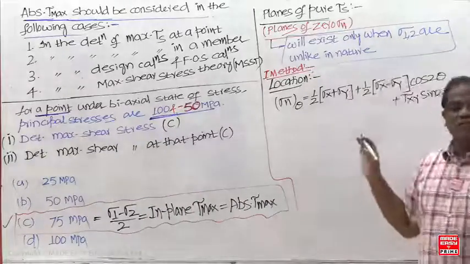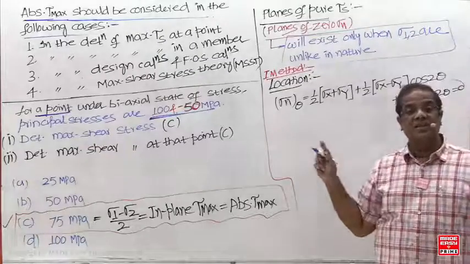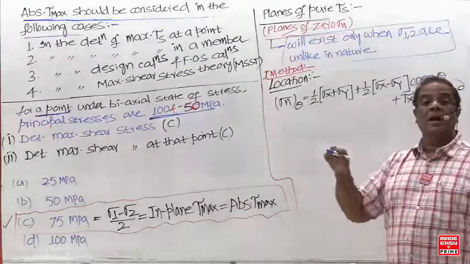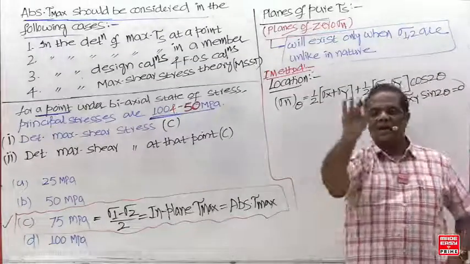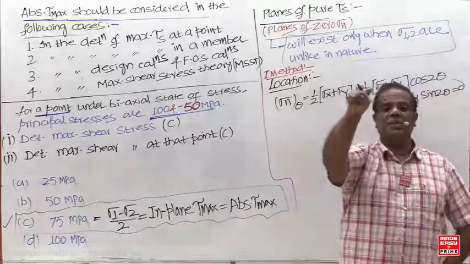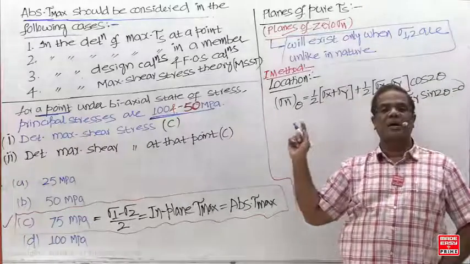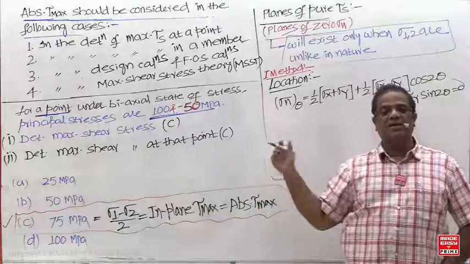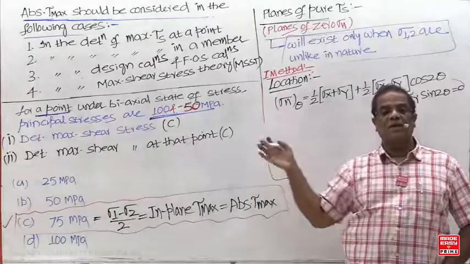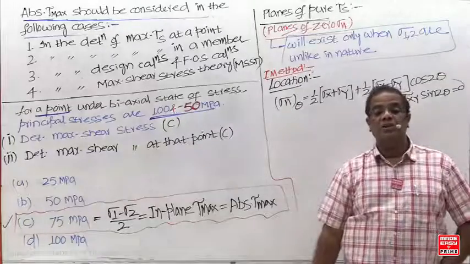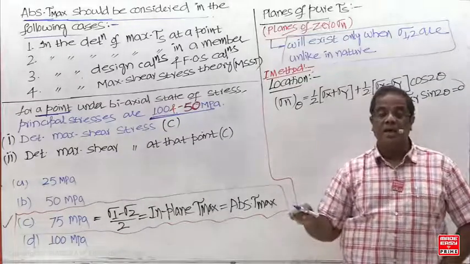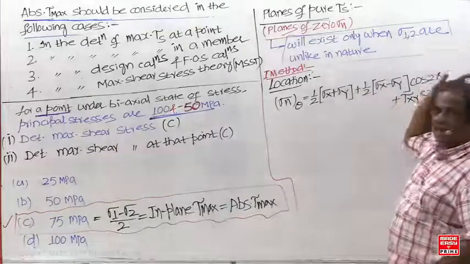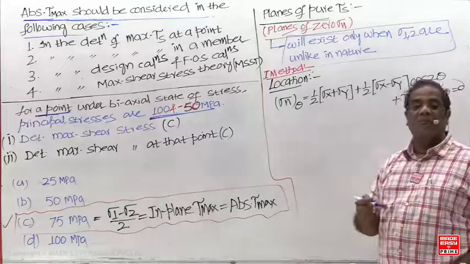Most students are going to get confused. Sir, this plane will exist when unlike in nature or equal unlike. These planes will exist when the principal stresses are unlike in nature or equal unlike. When equal unlike, this plane will become the tau max plane. Clearly I mentioned the definitions are given, but till yesterday almost three-fourths of the students in the offline batch said, sir, planes of pure shear will exist when they are unlike in nature or equal unlike. Clearly what I mentioned was unlike in nature, I did not mention equal unlike.